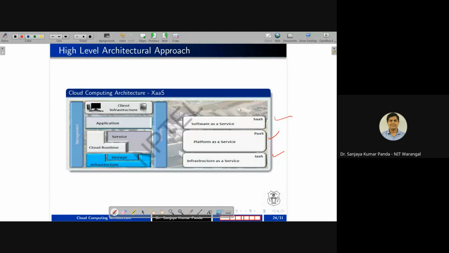Like you can say our computer system is running in a Windows environment or it is running in a Linux environment. So that can be considered as a platform as a service. Similarly, we have also software as a service, where we focus on the different types of applications. Like Gmail is considered an application, Facebook, Twitter, whatever we are using, they are considered applications.